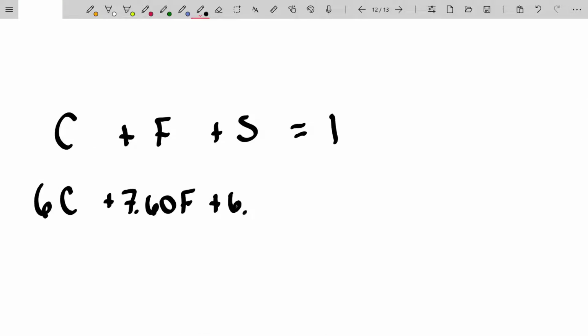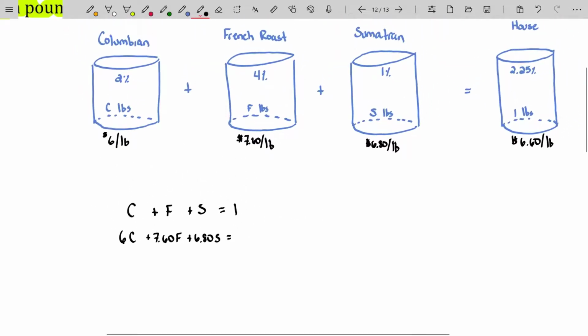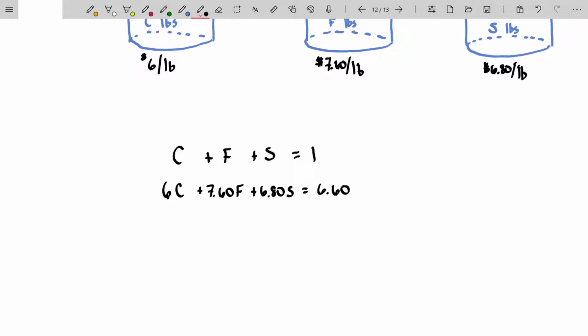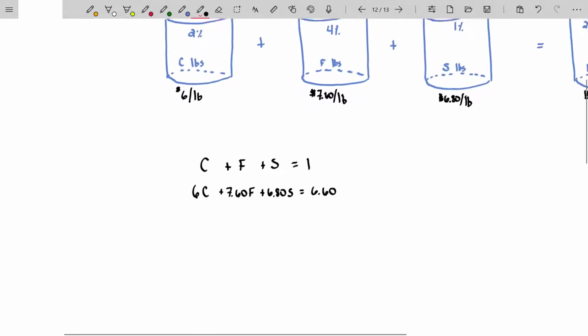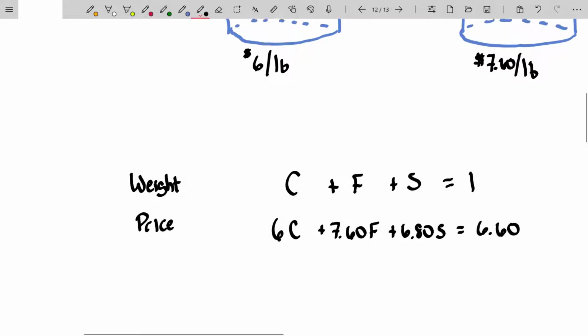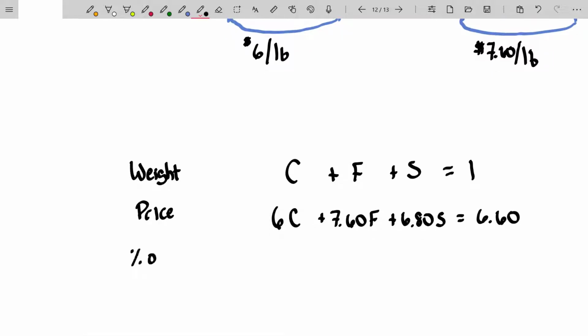And in the end, that should be the amount we charge for a pound of the house, $6.60 per pound. And we only have 1 pound, so I'm just going to put $6.60 times 1. So there we go. We have a second equation involving our variables and all the information given. So again, we have an equation for the weight, I guess, or the amount, and then we have price. And now we'll have one for caffeine, percent of caffeine.